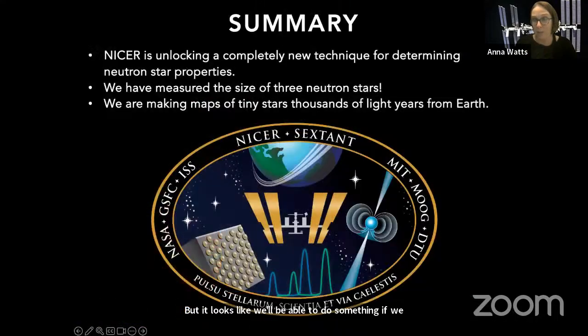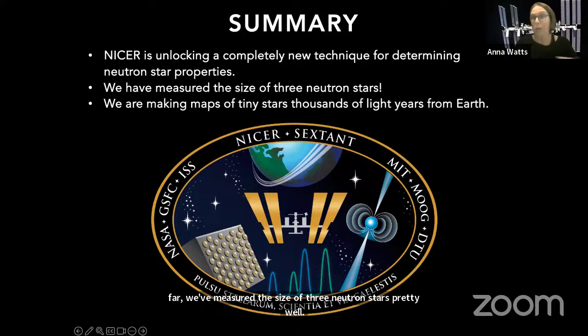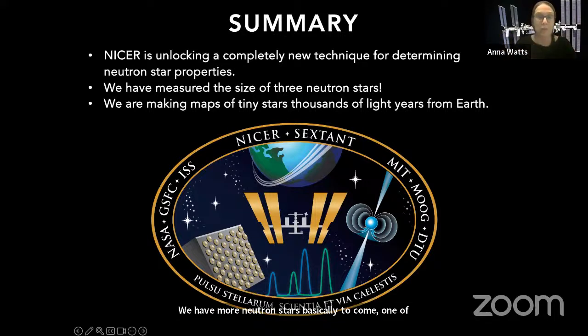So I am coming towards the end of my time, so let me wrap up where we are. Basically, NICER is really unlocking a completely new technique for determining neutron star properties, using these high quality X-ray spectral timing data sets, relativistic ray tracing, and then a large amount of computer time to process these models. So far, we've measured the size of 3 neutron stars pretty well. We have more neutron stars to come, one of which seems to be a bit horrible, but hopefully 3 more that will be better. We're building up more data, and those regions will shrink as we get more and more photons.